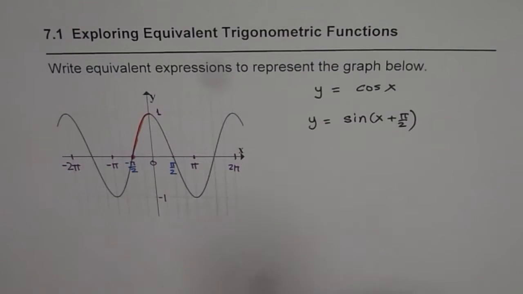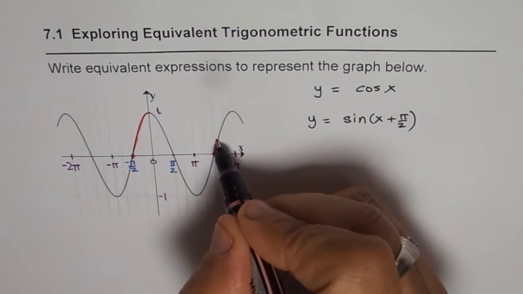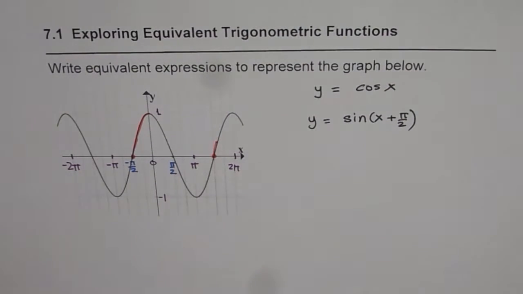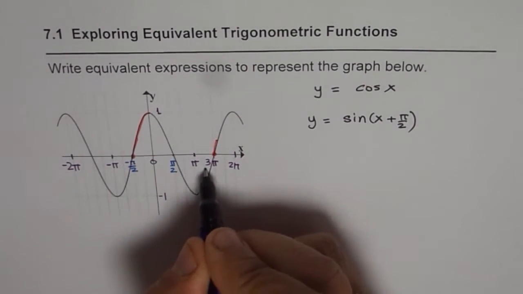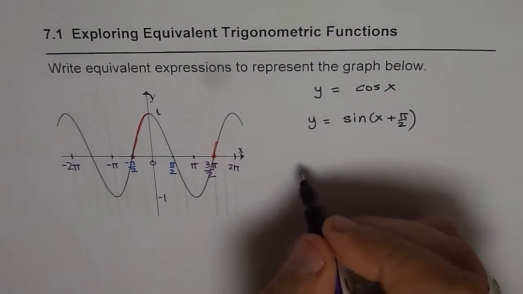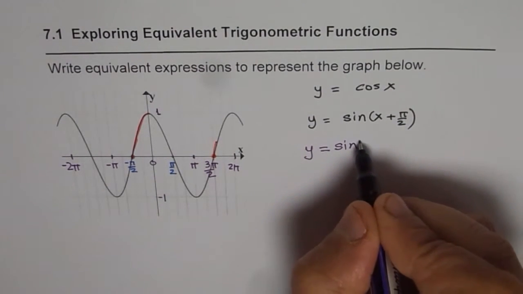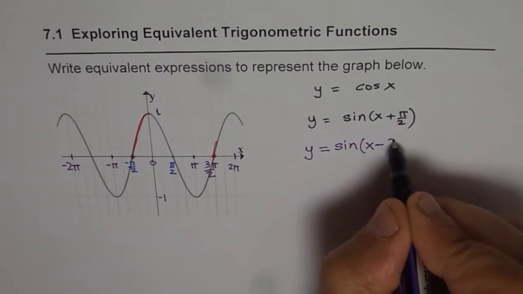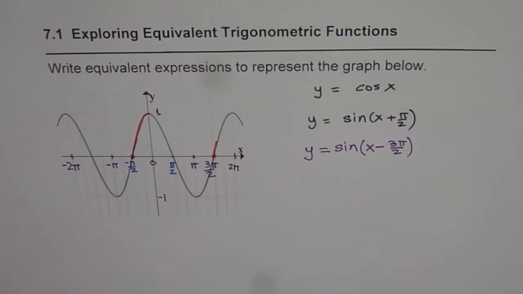You can consider this point on the right side. So the sine wave also starts from here, right? So what is this point? Well, 1 pi by 2, 2 pi by 2, 3 pi by 2. So that is 3 pi by 2. So I could write this equation considering this point as y equals sine of x minus 3 pi by 2, since we are on the right side of origin by 3 pi by 2. So that's another way of writing the same equation.